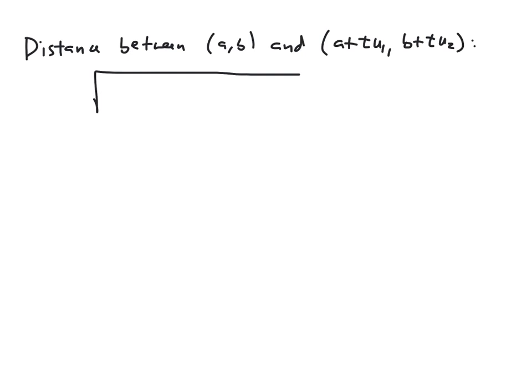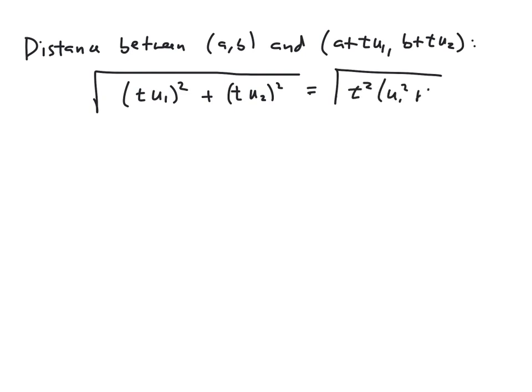And so if I subtract the first coordinates of my points, I'm going to get t u1 squared. The a's will cancel out. When I subtract the second coordinates of my points, I get t u2 squared. And of course, I can factor out a t squared from this, and we have u1 squared plus u2 squared. Right. And this is equal to t times the square root of u1 squared plus u2 squared.